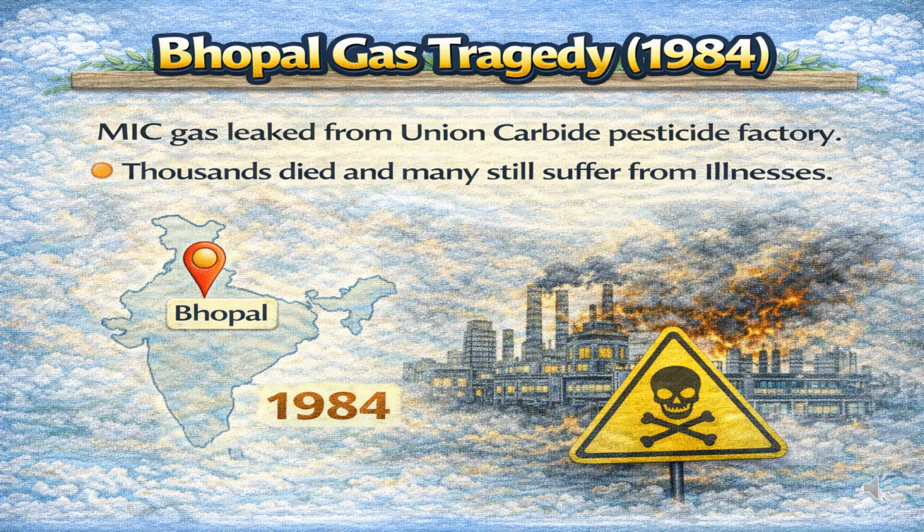In 1984, a terrible industrial disaster happened in Bhopal. A poisonous gas called MIC leaked from the Union Carbide pesticide factory. Thousands of people died, and many people still suffer from illnesses even today. This incident taught the world a big lesson. Industries must follow strict safety rules. So the next question is, how can we prevent such disasters?